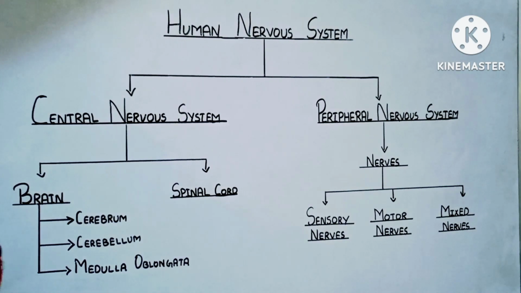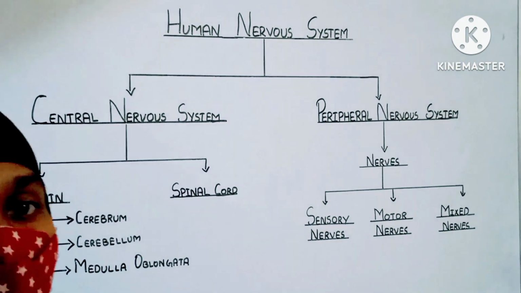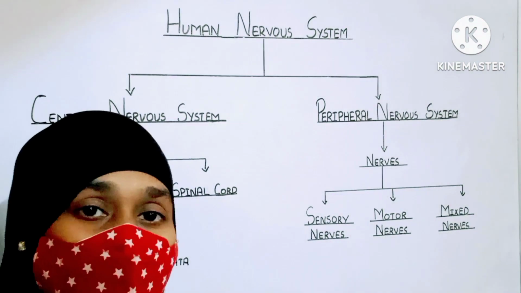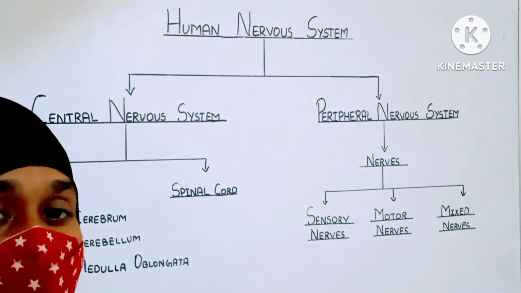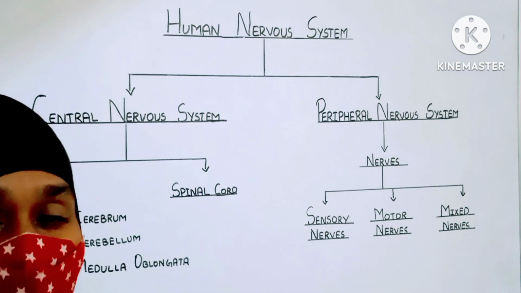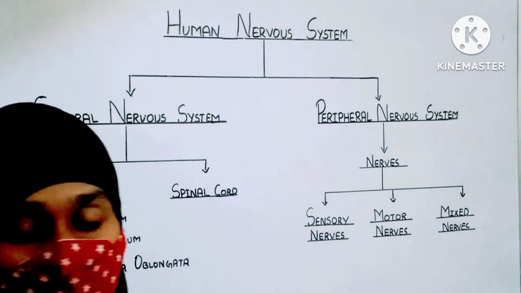Cerebellum is the second largest part. It is behind the brain. This cerebellum controls the voluntary muscles. What are the voluntary muscles? For example, running, walking, dancing, etc. These are all our voluntary muscles. With the help of the cerebellum, we are doing the voluntary muscle activities.